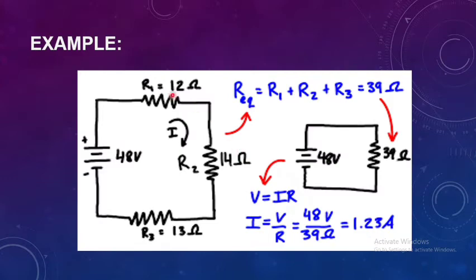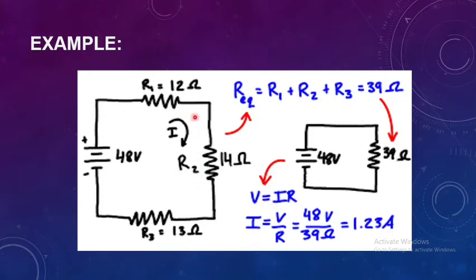So we have here an example. So if we are given 48 volts and then the resistance 1, 2, 3, so we have 12 ohms, and then for resistance 2 we have 14 ohms, and then resistance 3 is 13 ohms. So pag ano po, marunong po tayong mag-drawing talaga pag ano, if we need to solve the circuit. So paandarin rin po natin yung imagination natin.